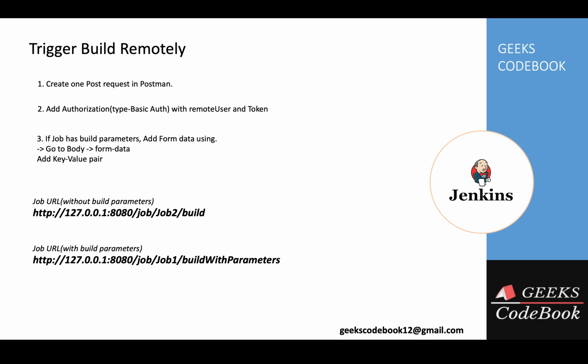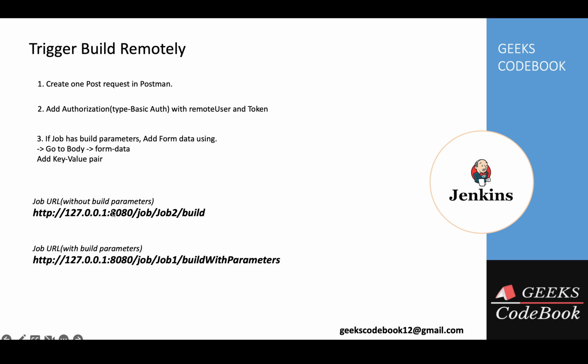if you don't have build parameters, you can define the URL in this way: the URL of your Jenkins, then job, the name of job 2, and build. If you have build parameters, then you can define build with parameters and you can pass the data as part of the body.